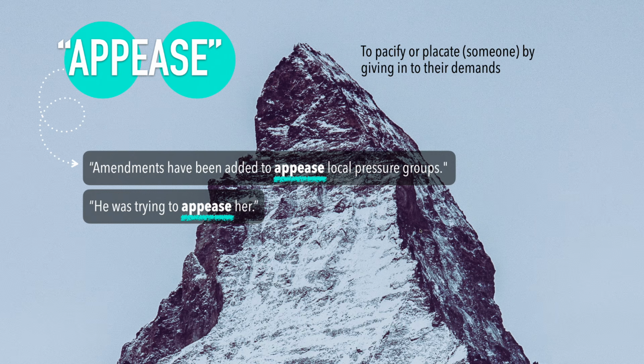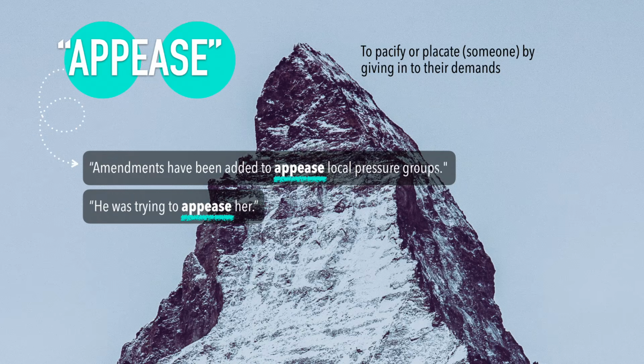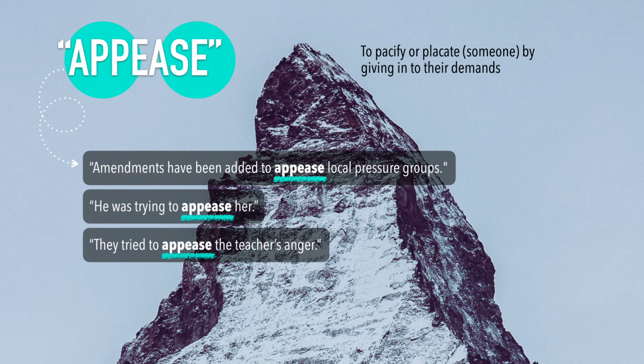Example sentence number 2. He was trying to appease her. Again, he was trying to pacify her, to make her feel good. She wasn't happy initially, but hey, he did something to try to pacify her. Once again, he was trying to appease her.